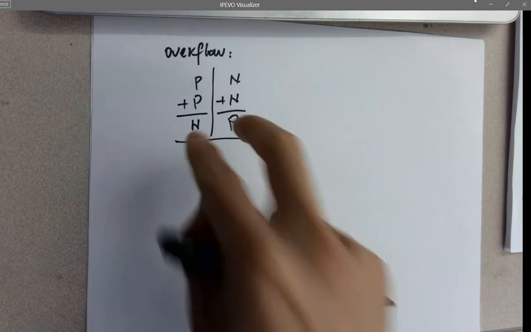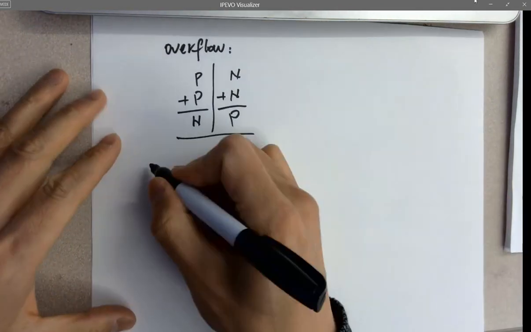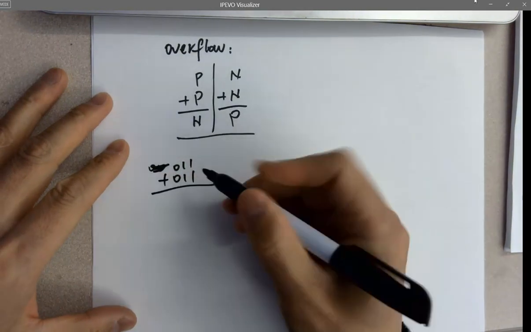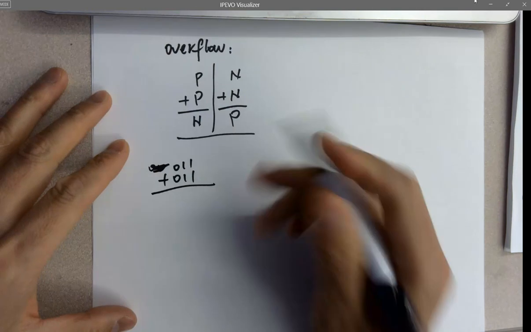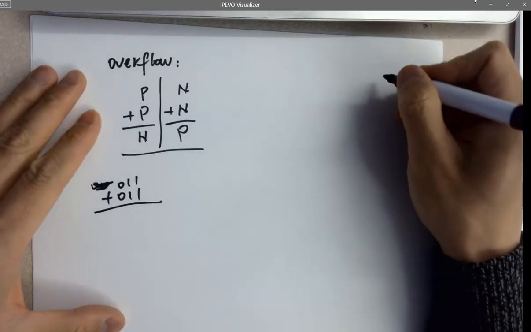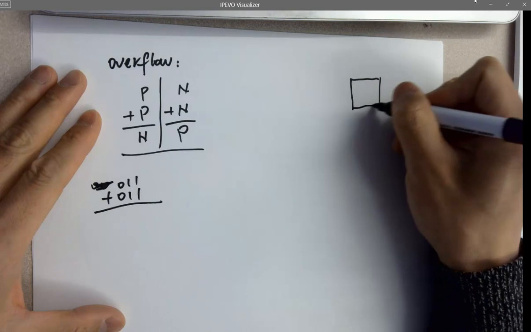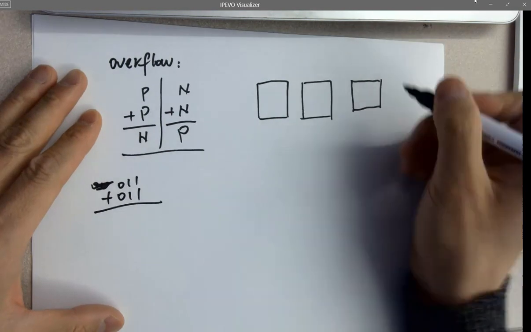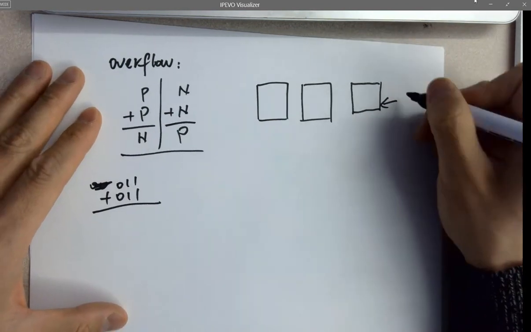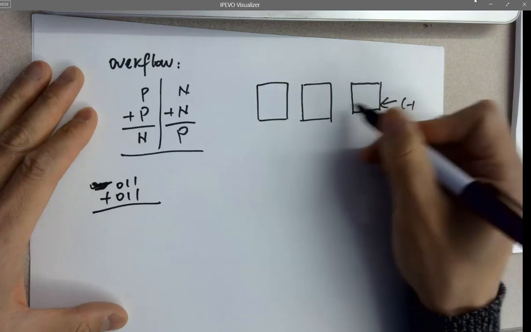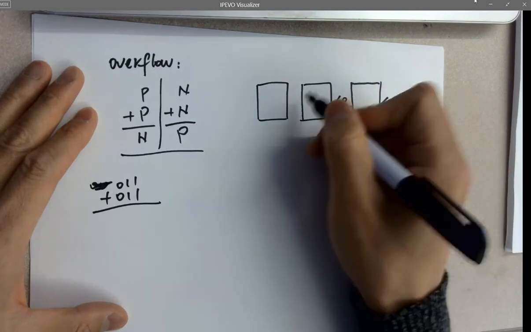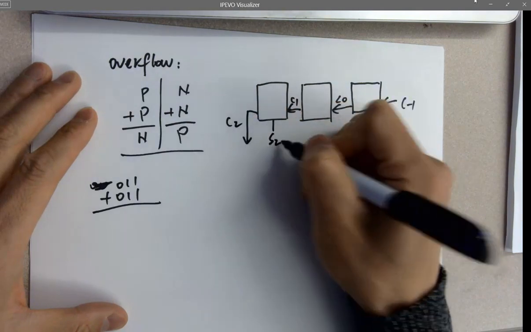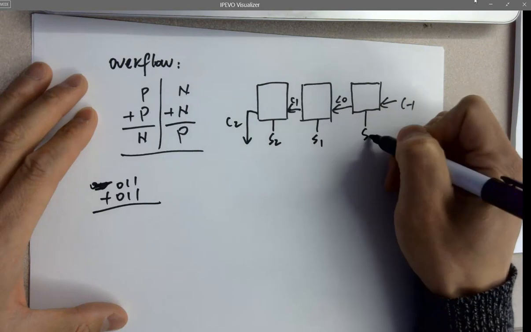So overflow is just a criterion that meets these two situations. Keep in mind. For example, if we have 011 plus 011, let me draw the structure or architecture of the adder first. We have done this a few times, so you'll know the names of the carries. I just named it C minus 1 because there's nothing in there yet. That's the carry C0, that's C1, and C2. This is S2, S1, S0.